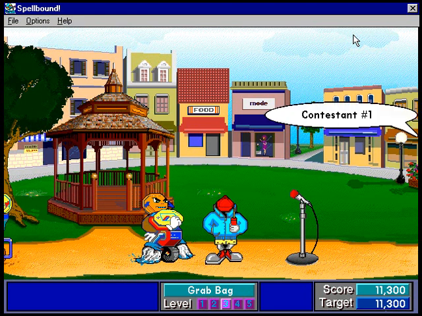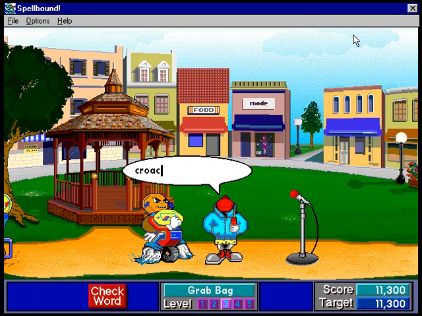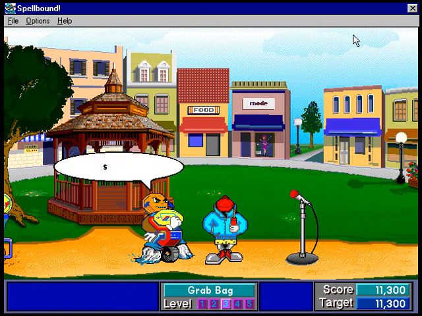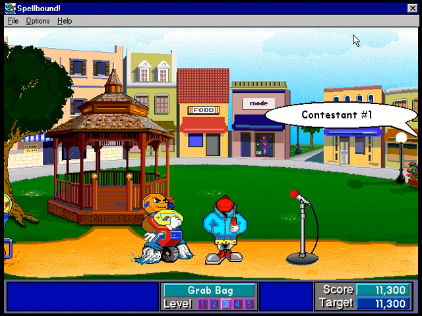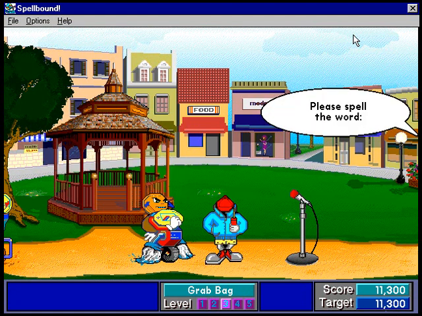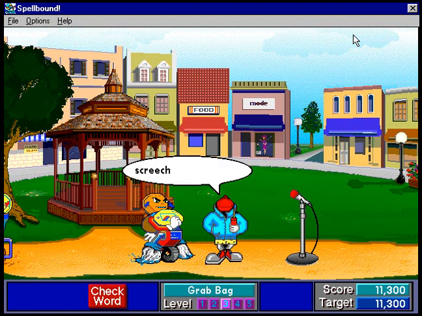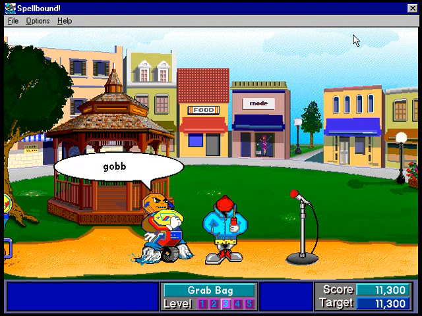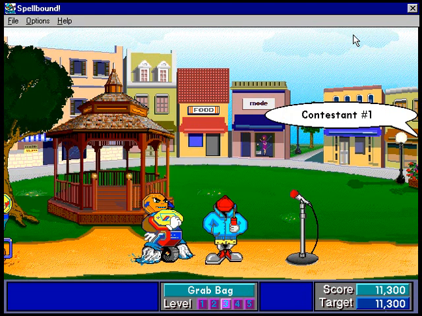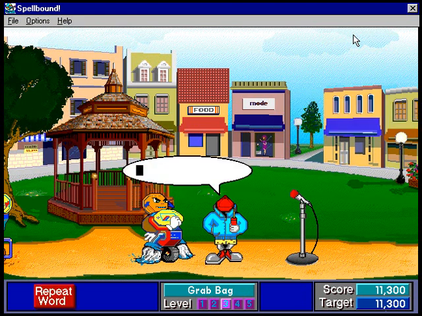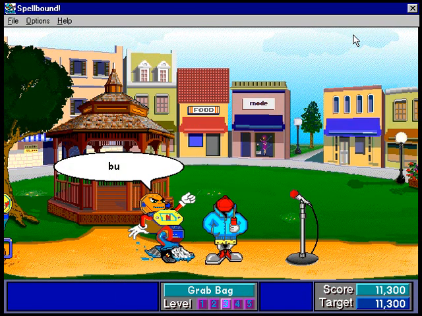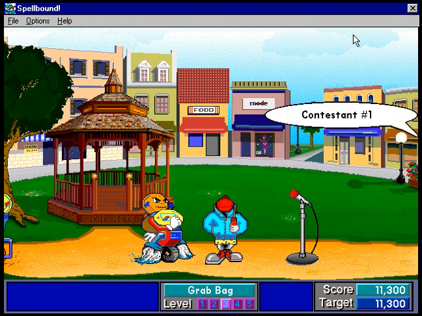Contestant number 1. Please spell the word croak. Way to go, contestant. Please spell squeal. S-Q-U-E-A-L. Good work, contestant number one. Please spell the word screech. You did it, contestant. Please spell gobble. G-O-B-B-L-E. That's right, contestant. Please spell oink. That is correct, contestant. Please spell buzz. B-U-Z-Z. That's right.